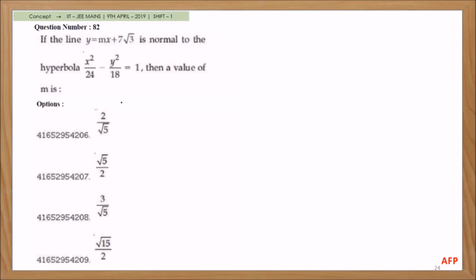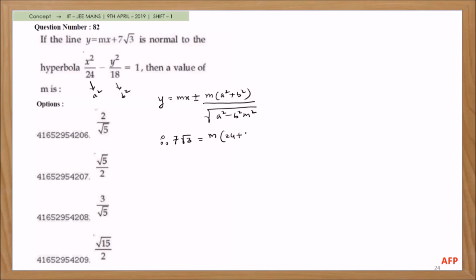So the normal to a hyperbola equation in slope form, we can write it as y equals mx plus or minus m into (a square plus b square) divided by square root of (a square minus b square m square). Okay, so if you compare with this equation, therefore 7 root 3 is equal to m as it is. So this is a square, this is b square. So 24 plus 18 divided by square root of 24 minus 18 m square.